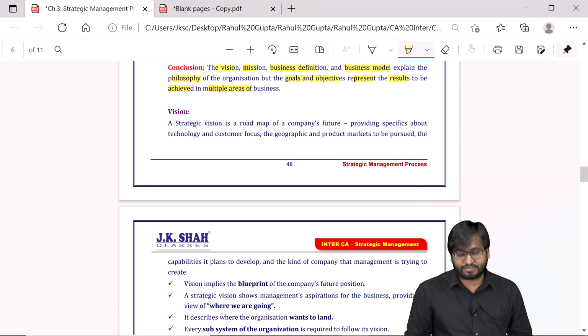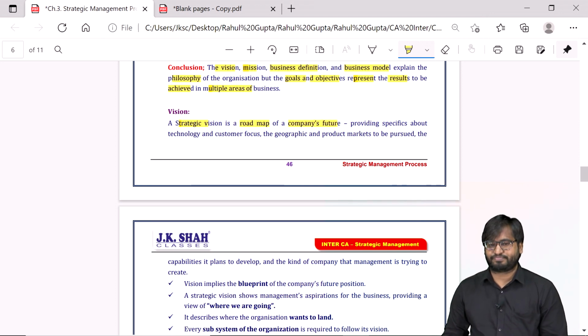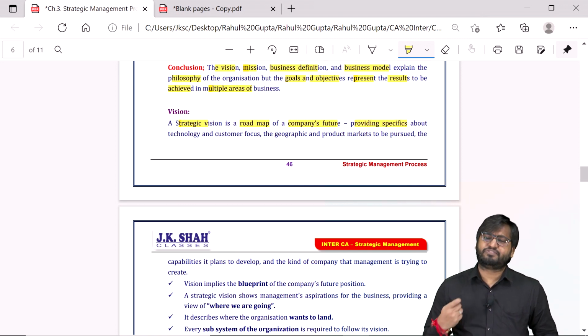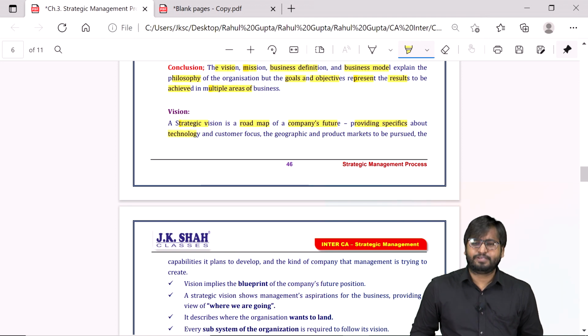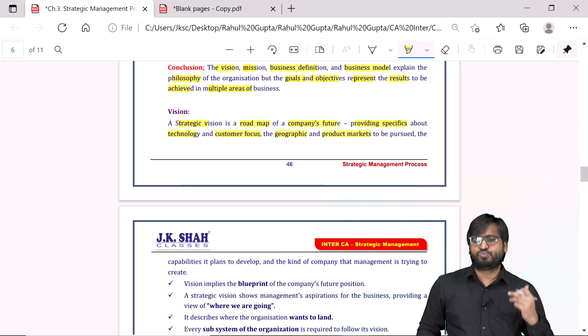What is vision? A strategic vision is a roadmap of a company's future, providing specifics about the technology, customer focus, geographic and product markets to be pursued. So, what sort of company do we wish to become in future?